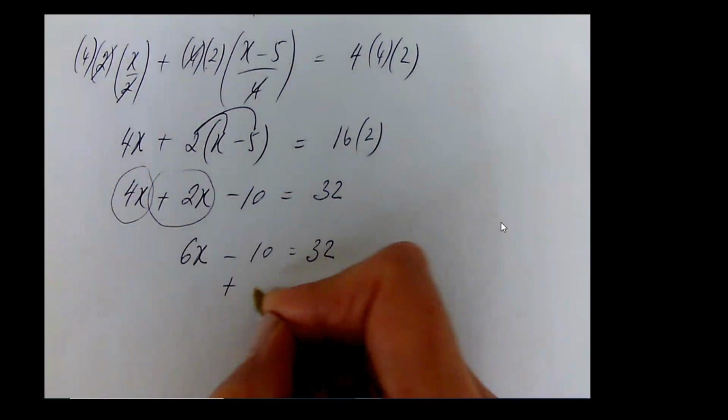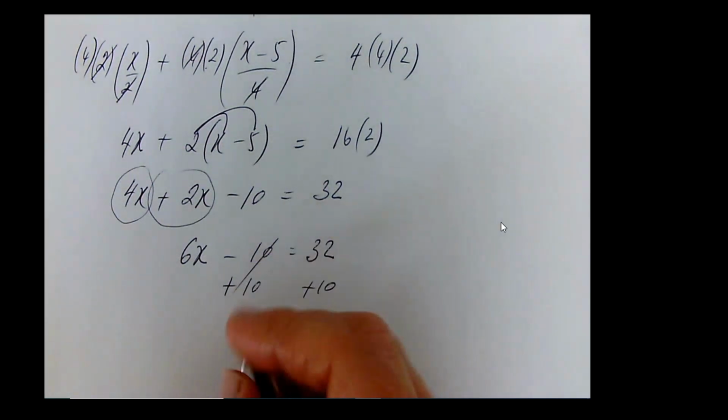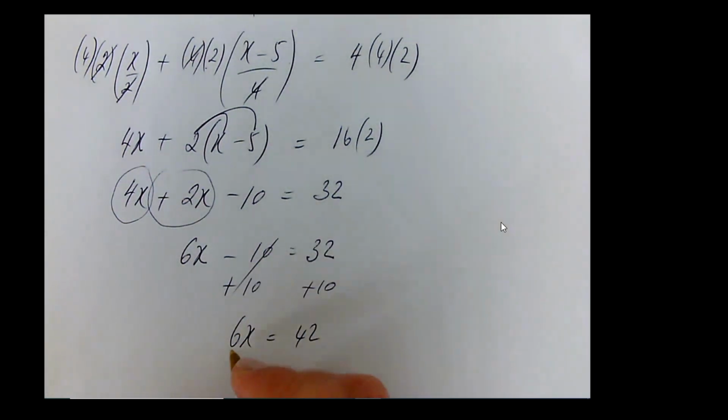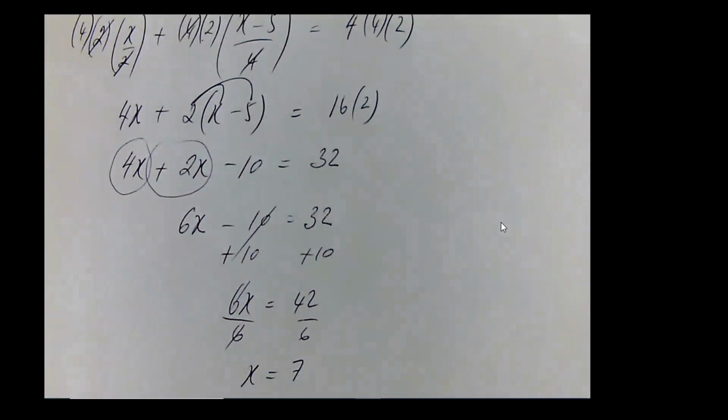And now we will get rid of the minus 10 by adding 10 to both sides. And to get rid of the 6, we'll divide both sides by 6. So I get x is equal to 7.